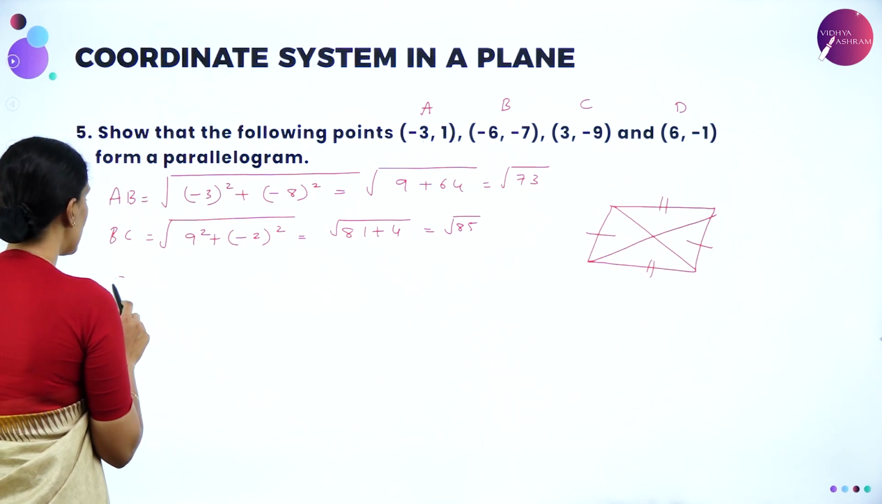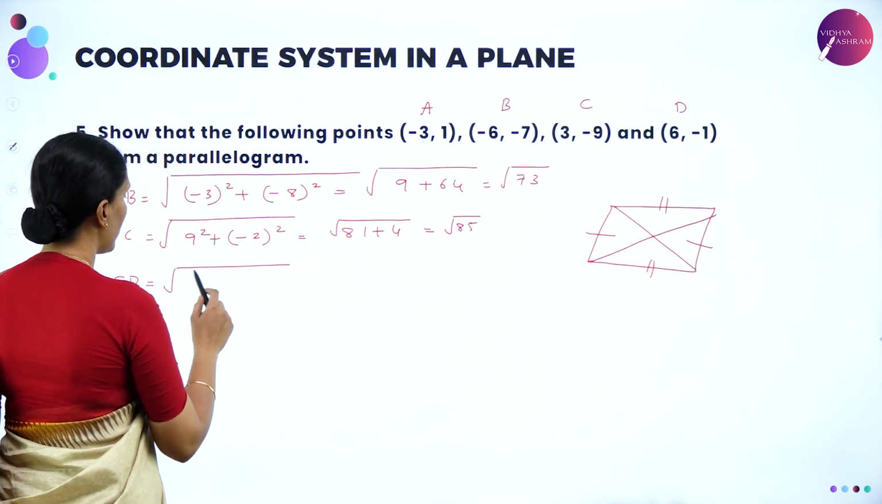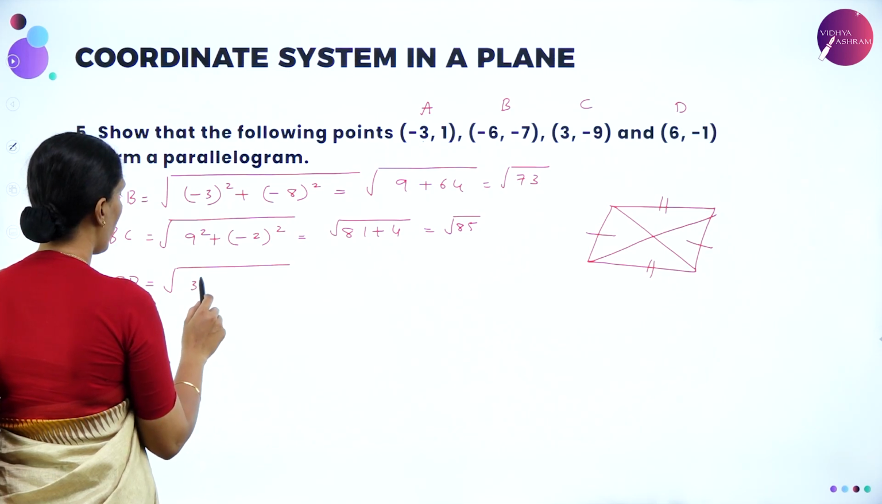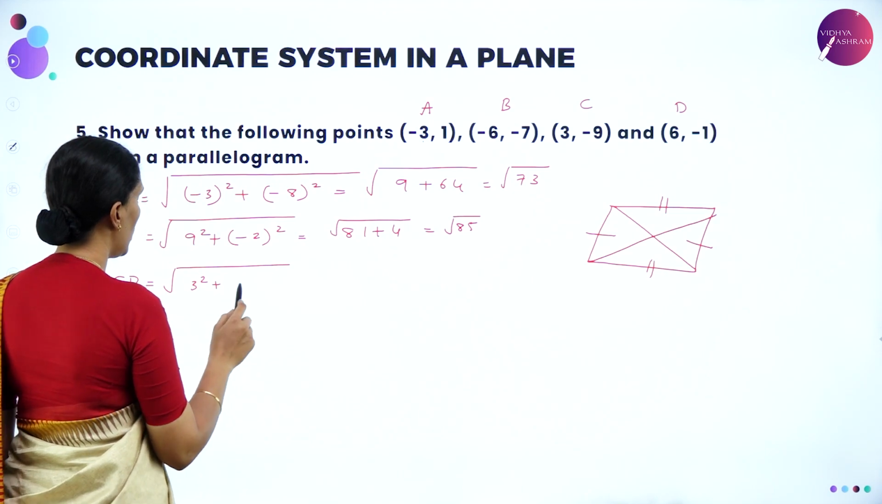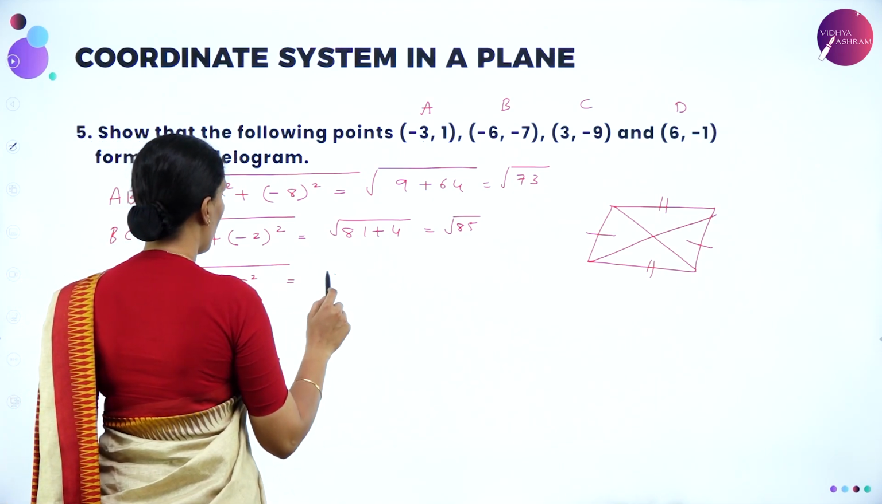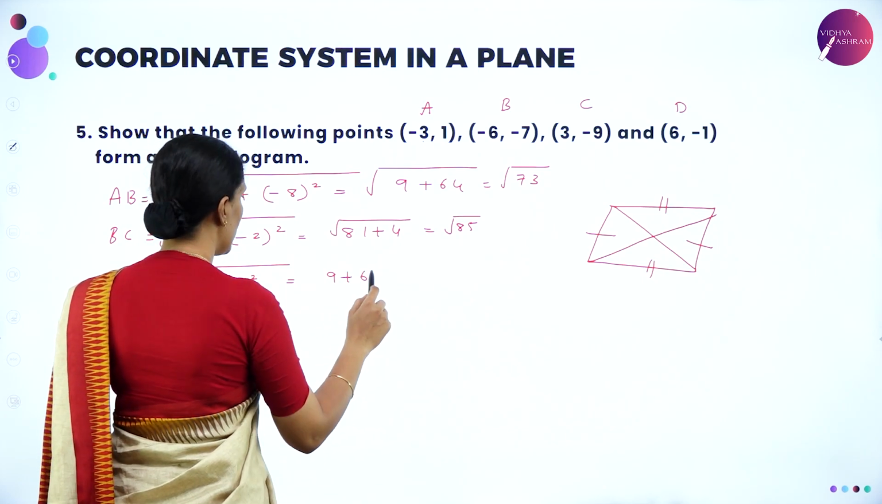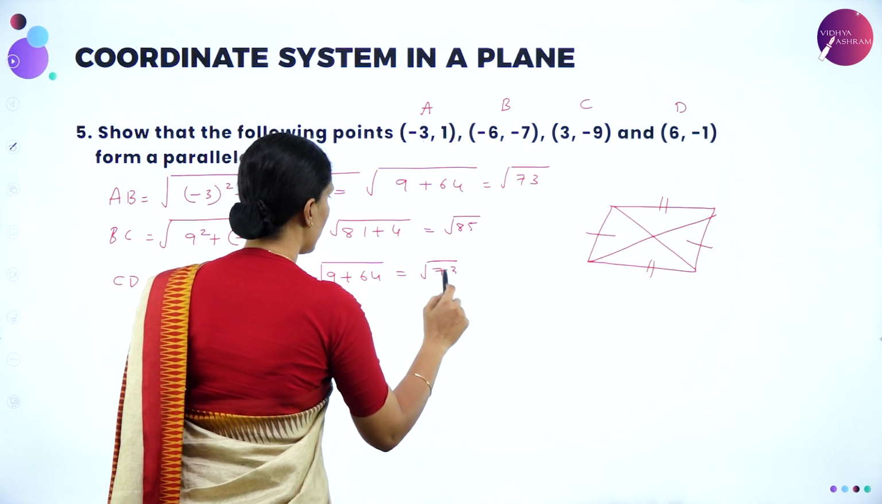Next we will calculate CD. So CD is again 6 minus 3 whole square, which is 3 square, plus minus 1 plus 9, which becomes 8 square. So which is equal to 9 plus 64, which is equal to root 73.